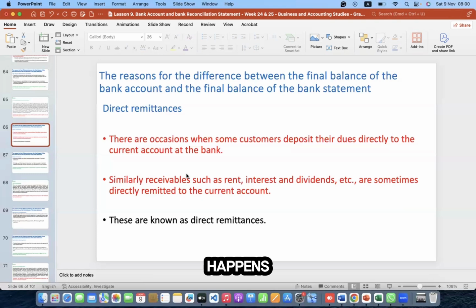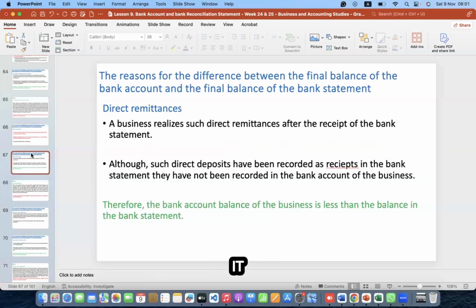So what happens is your bank statement balance is going up because it is being recorded in your bank statement. But on your side, since you don't know, you don't record it in your bank ledger account. Then your bank ledger account balance is lower, whereas the bank statement balance is higher because it is being directly remitted. So businesses can realize such direct remittances after receipt of the bank statement.